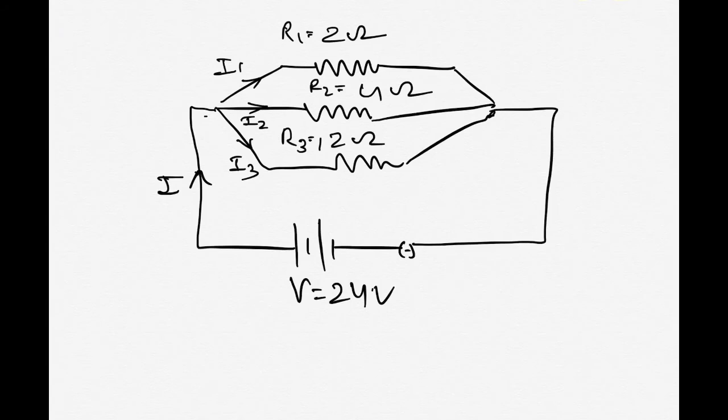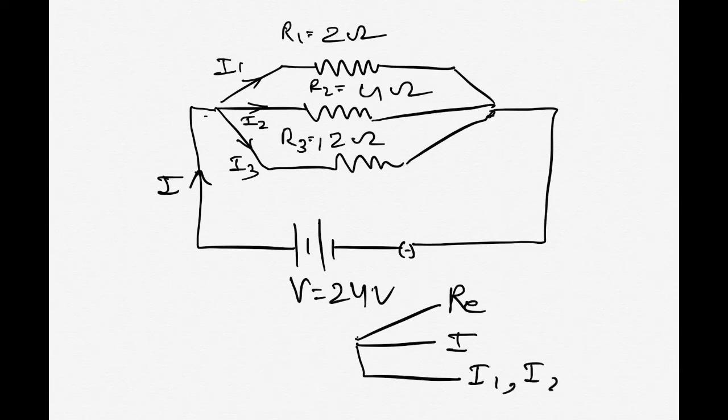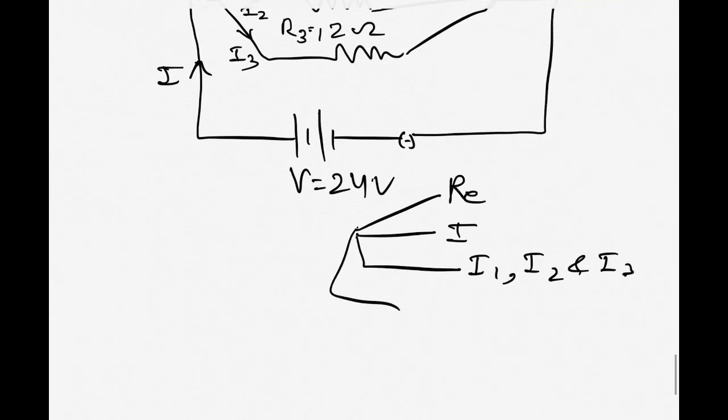Now we have to find four things: the equivalent resistance of this circuit, the current I flowing through the circuit, and the current in individual resistors I1, I2 and I3. And the last thing we have to find out is the energy consumption by individual resistors, E1, E2 and E3, and check if the sum of these individual energy consumptions is equal to the energy supplied by the energy source.